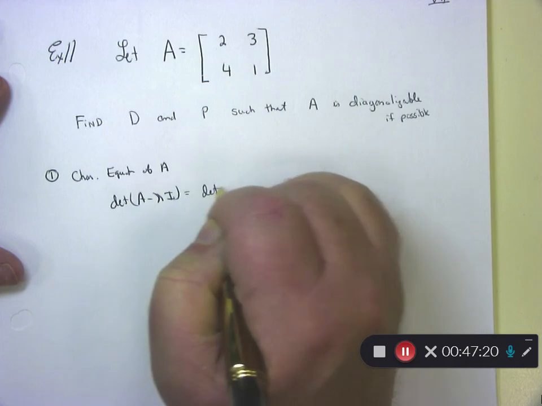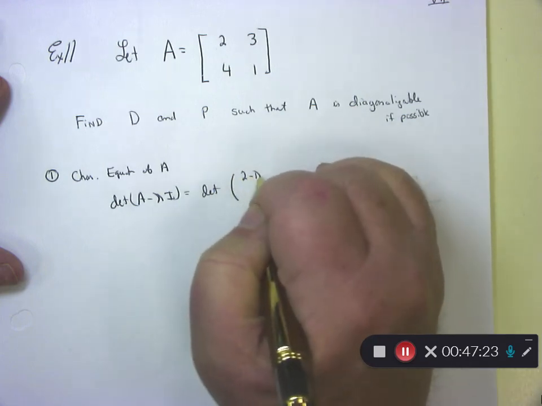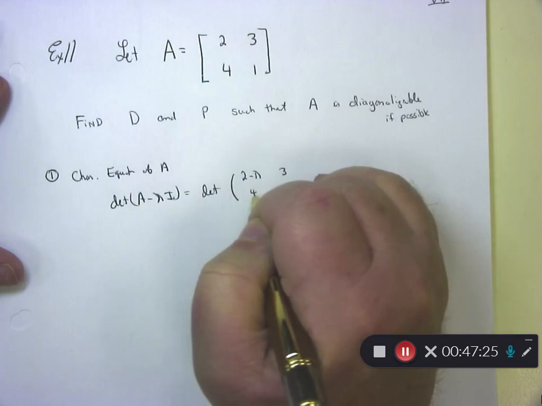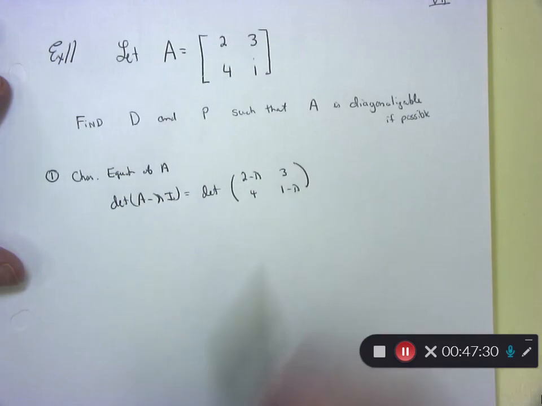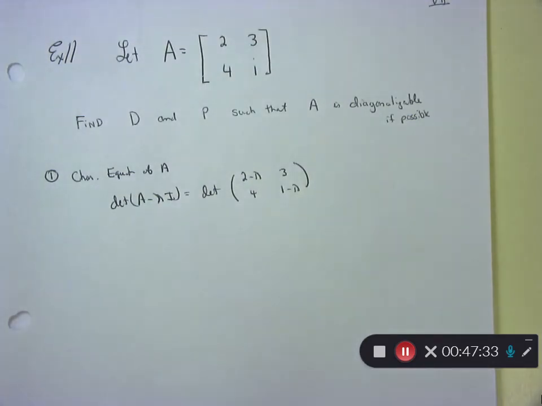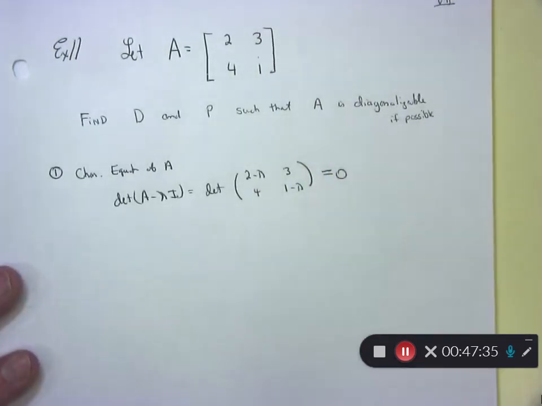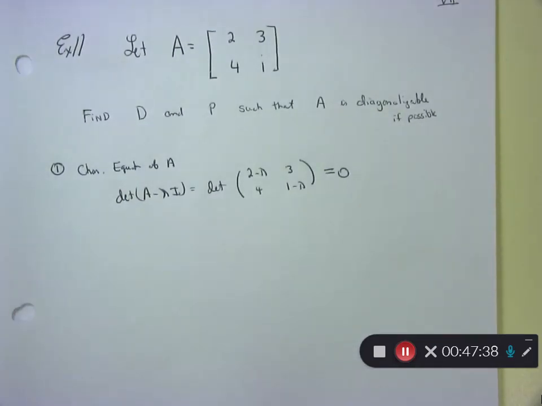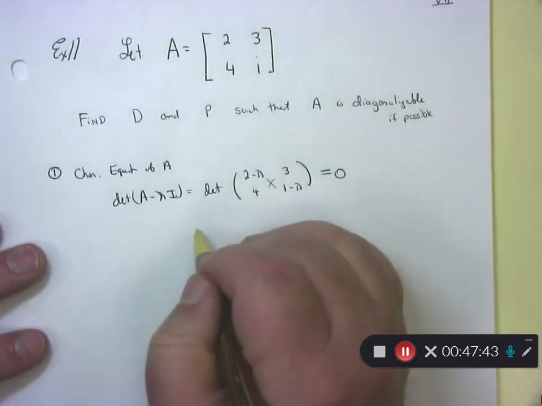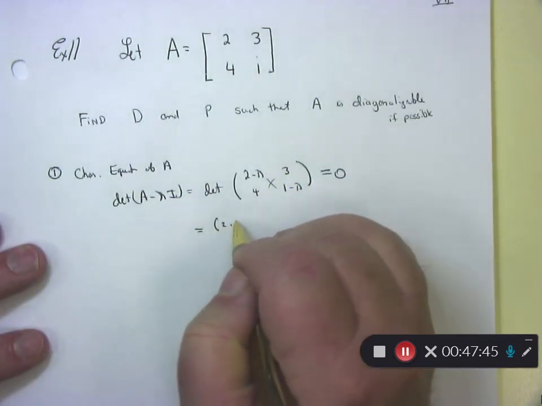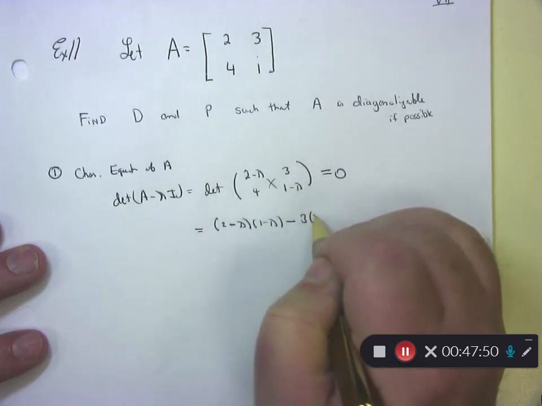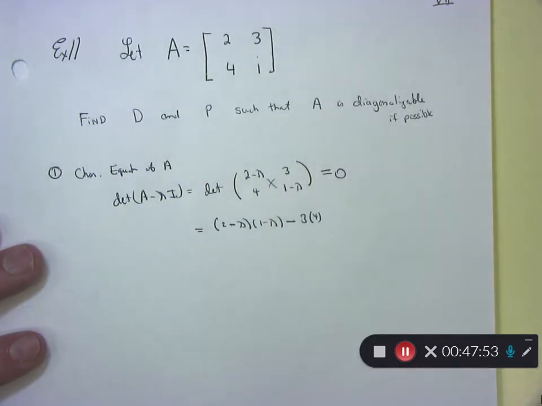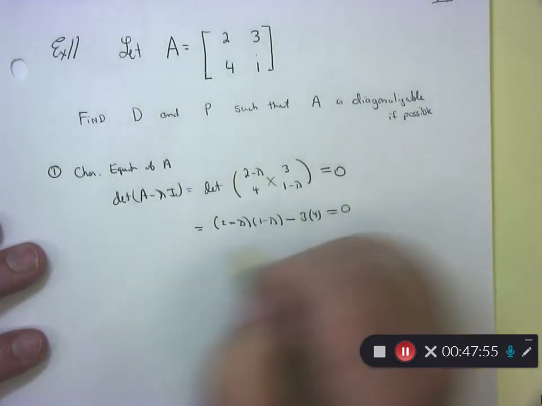This would be the determinant of 2 minus lambda, 3, 4, 1 minus lambda. I basically just take the main diagonal and subtract off lambda. And again, of course, for the characteristic equation, you have to set it equal to 0. So how do you take a determinant of a 2 by 2? Main diagonal minus off diagonal. So this would be equal to 2 minus lambda times 1 minus lambda, minus 3 times 4. Main diagonal minus off diagonal, again equal to 0.